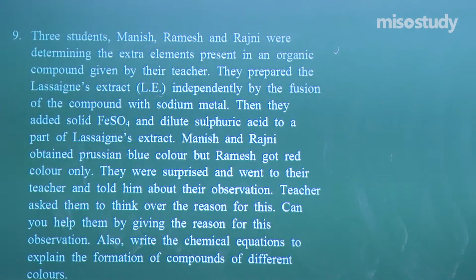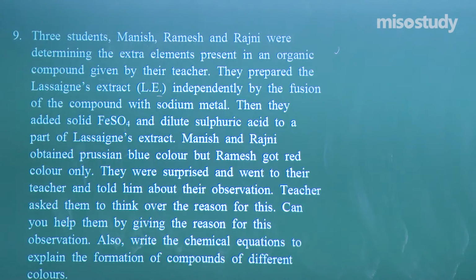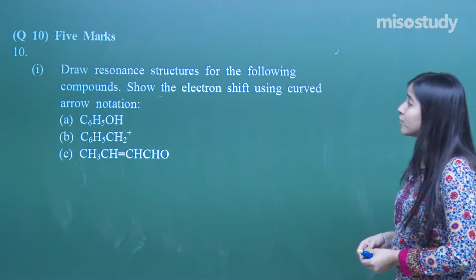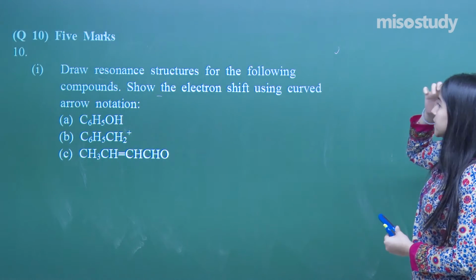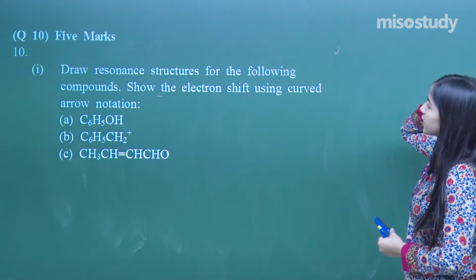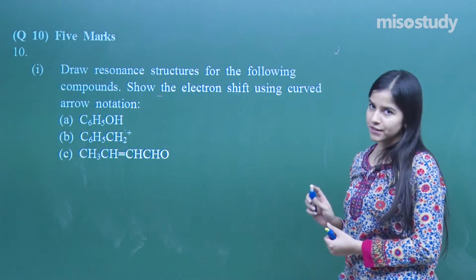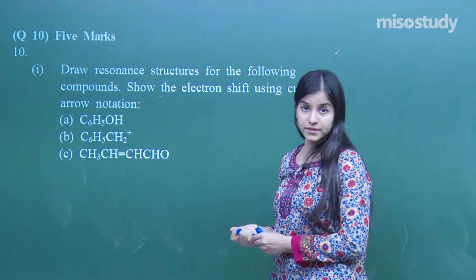Let's move to the last question of this questionnaire round. 5-mark question. First is, draw the resonance structures of the following compounds, show the electron shift, curved arrow notation. You must know this, this is important.